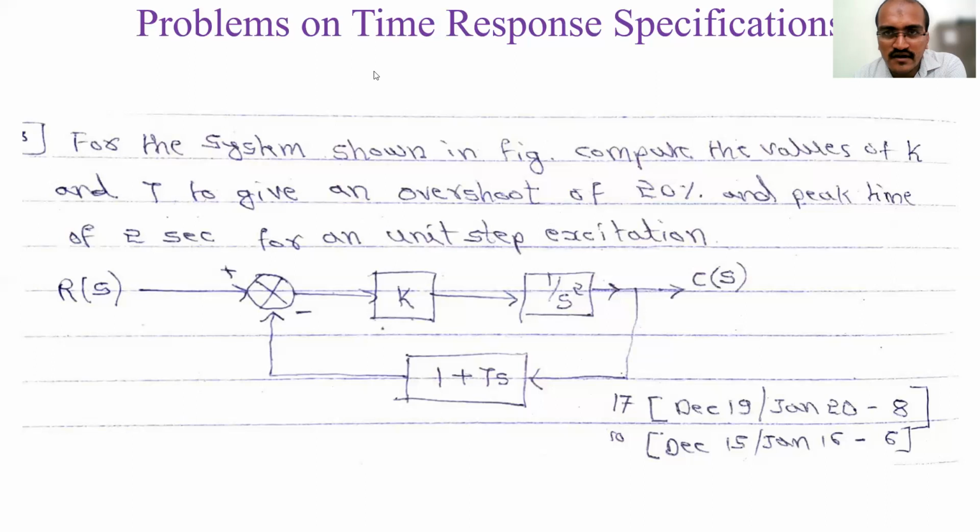What is the system here? In the numerator you have two systems which are in cascade. So in block diagram reduction, they will be multiplied, right? K by S square it will be. Then this multiplication will act as your G, and this 1 plus tau S will act as your H. Then use the formula G by 1 plus GH. So you will get the transfer function C of S by R of S.